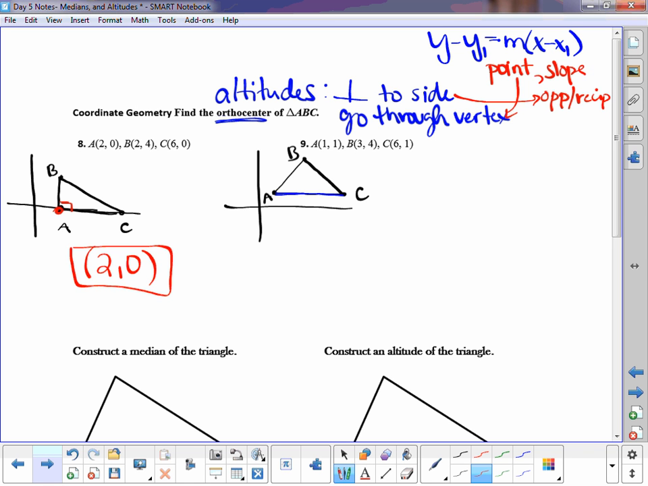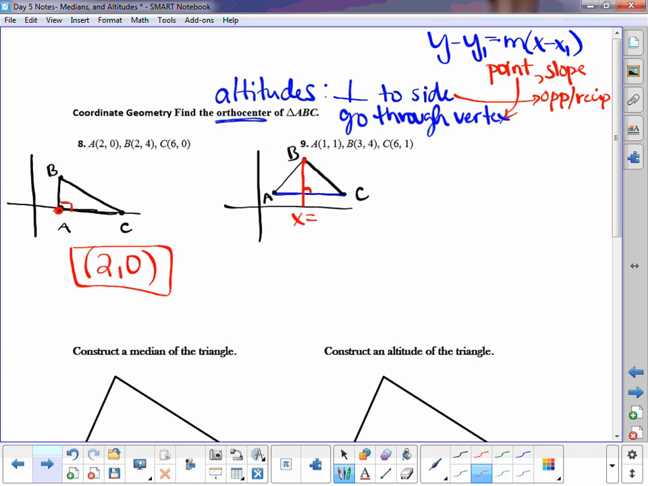Okay. Now again, you get to choose which vertexes you want to work with. Personally, I'm going to go ahead and choose vertex B, because since this is a horizontal side, I know that my altitude is going to be a vertical side, right? So my altitude here is going to be a vertical line. And is that x equals or y equals? Good, x equals. But what is going to be the x value? What is x equal? 3.